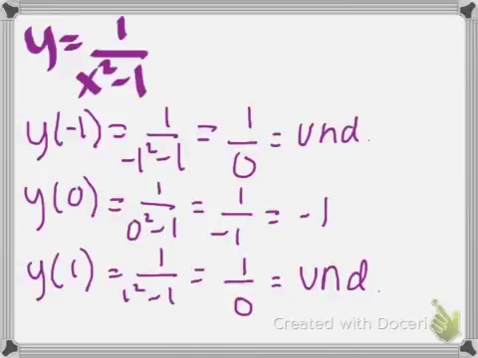After plugging them back in, we see that the equation is also undefined at x equals negative 1 and 1, so there must be an asymptote at those values. We also see that we get the point 0, negative 1, so there's either a maximum or minimum at this point.